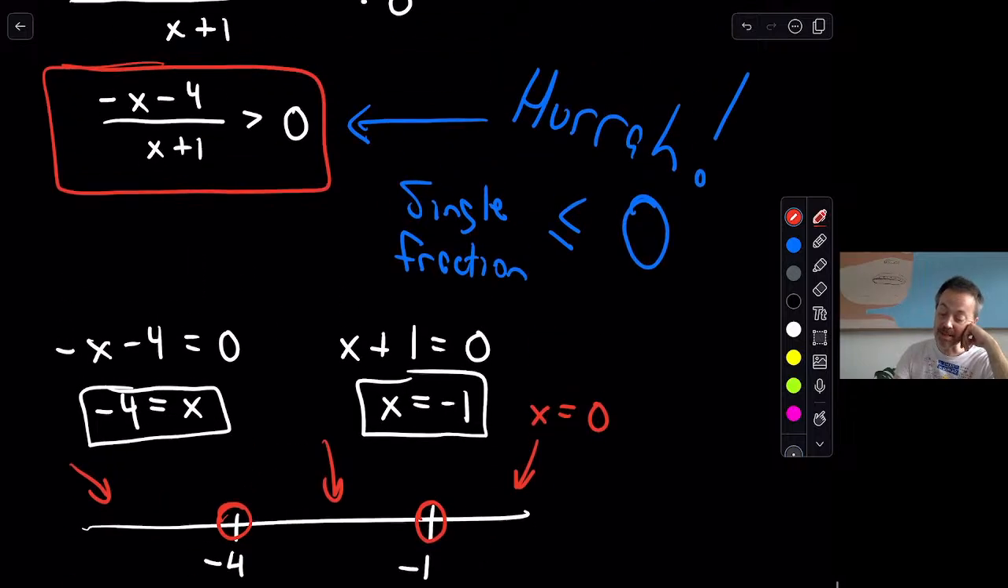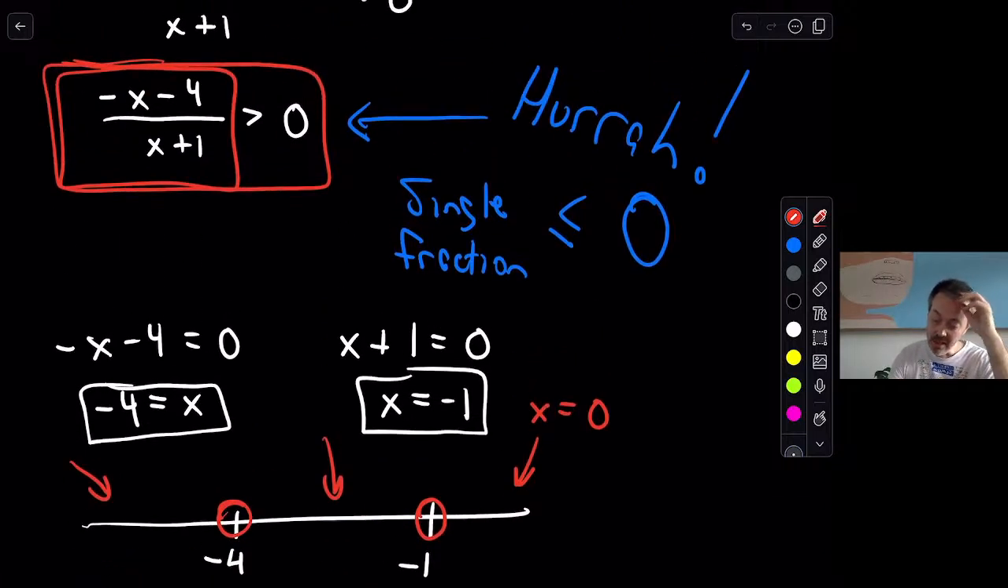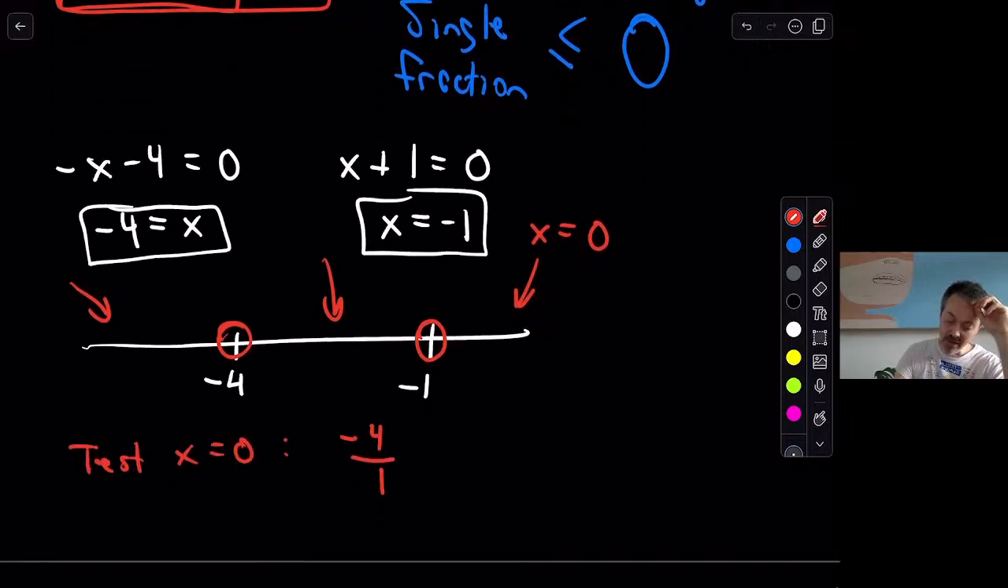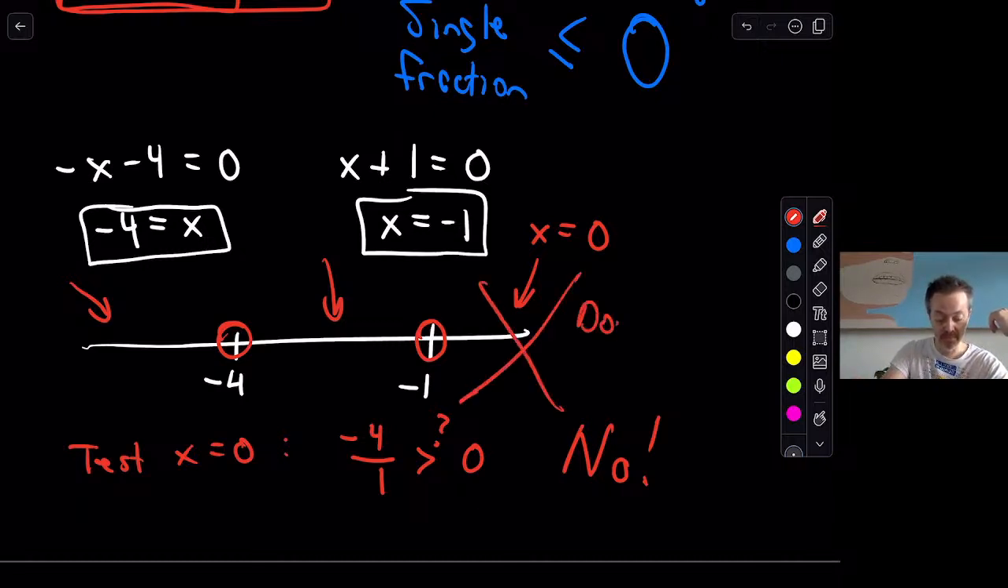And again, I'm just going back to that inequality. Notice if I plug in x equals 0, I'm going to get negative 4 on top. I would just be left with 1 in the denominator. Is that greater than 0, I ask myself. And I say, no way, because a negative number is not larger than 0. So I know that the stuff over here doesn't work.